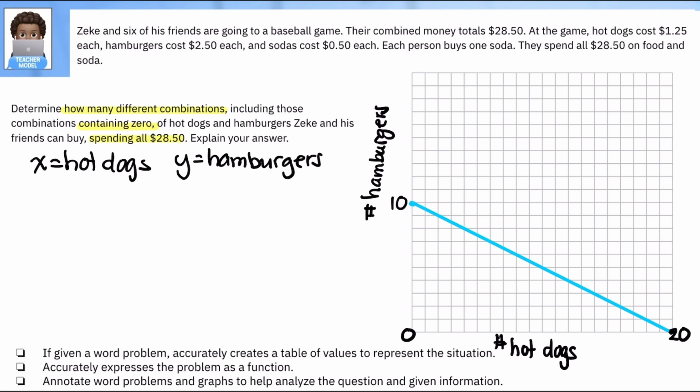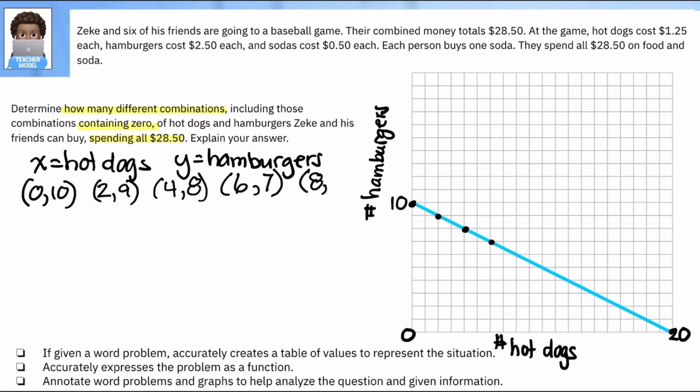So here would be my first one on top. And that would be when I have 0 hot dogs and 10 hamburgers. So that's 1. Here would be my next one when I have 2 hot dogs and 9 hamburgers. Here's 4 hot dogs and 8 hamburgers. And you're probably noticing a pattern develop. The number of hot dogs is increasing by 2 each time. I know the next one will be 8. My hot dogs are increasing by 2, and my hamburgers are decreasing by 1.